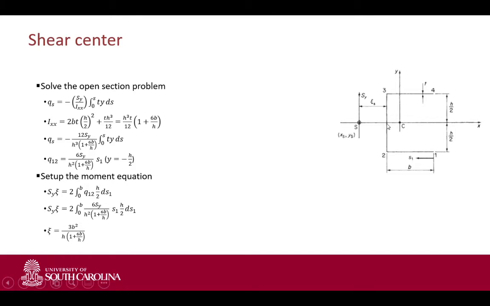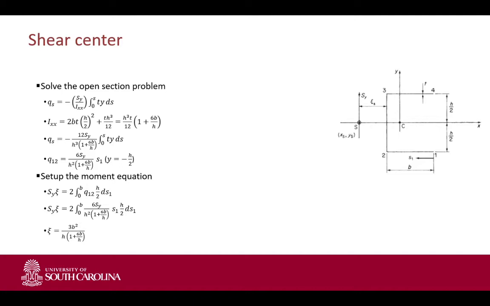So in this case, we choose the midpoint of 2-3. Therefore, we don't need a shear flow in 2-3. We need the shear flow in 1-2. And based on symmetry, we know that the shear flow in 3-4 will be equal but opposite in sign. So we calculate the shear flow in 1-2.